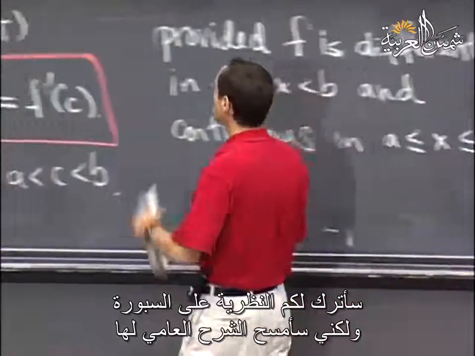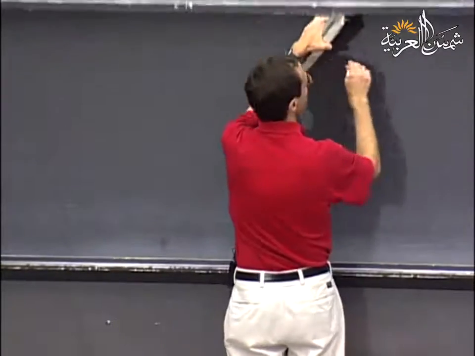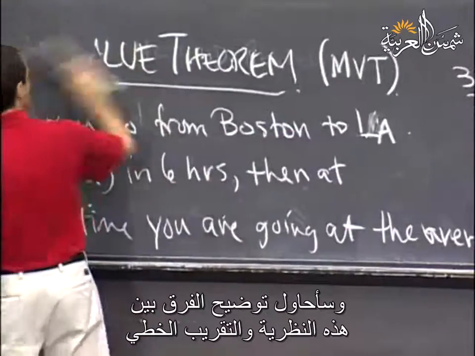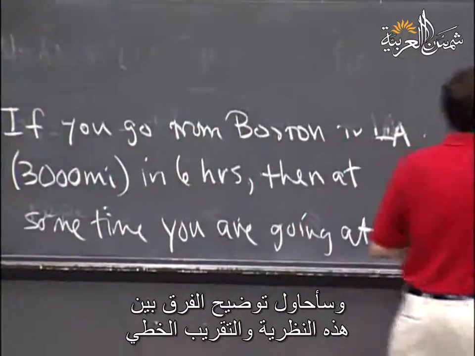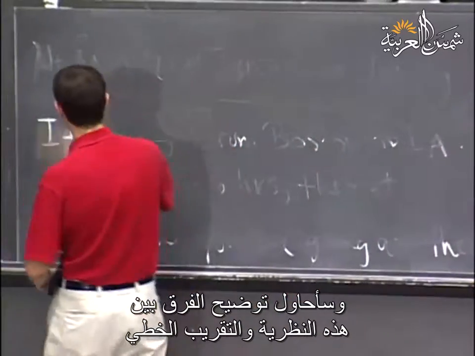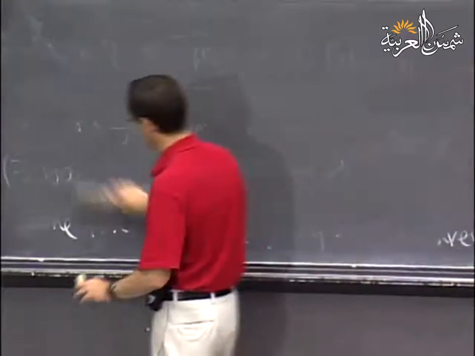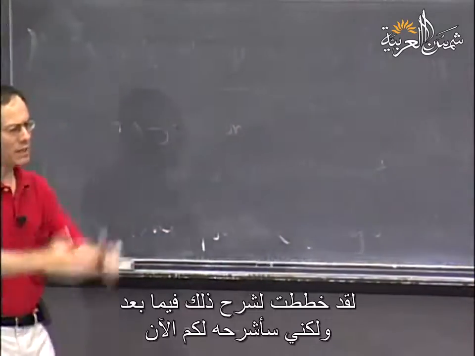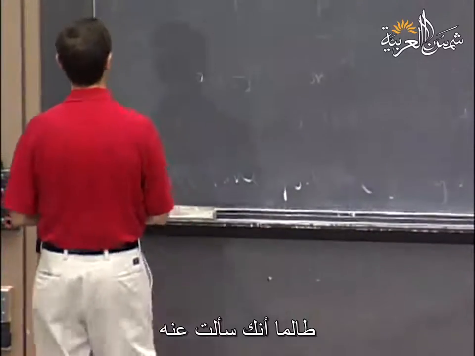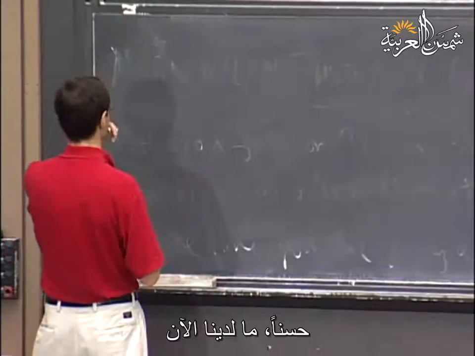I'll leave the theorem on the board. I'm going to get rid of the colloquial version of the theorem. And I'll try to describe to you the difference between this and the linear approximation. I was planning to do that in a while, but we'll do it right now since that's what you're asking. That's fine. So here's the situation.